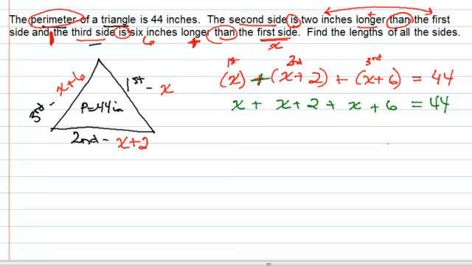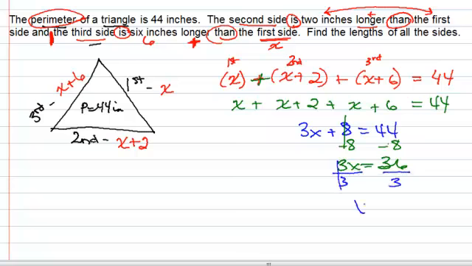And the next thing we're going to do is combine like terms. And we want to get our variable term alone, so we add the opposite of our constant. And the last step when we're solving an equation is to divide out the coefficient. So we get x is equal to 12. So the first side is 12 inches. The next side is 12 plus 2, or 14 inches. And the next side is 12 plus 6, otherwise known as 18 inches.